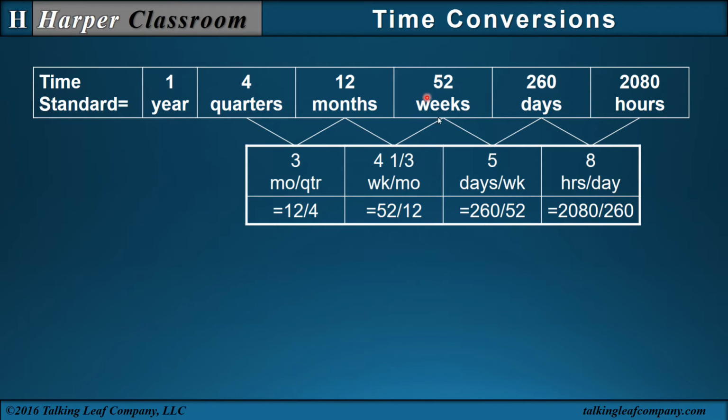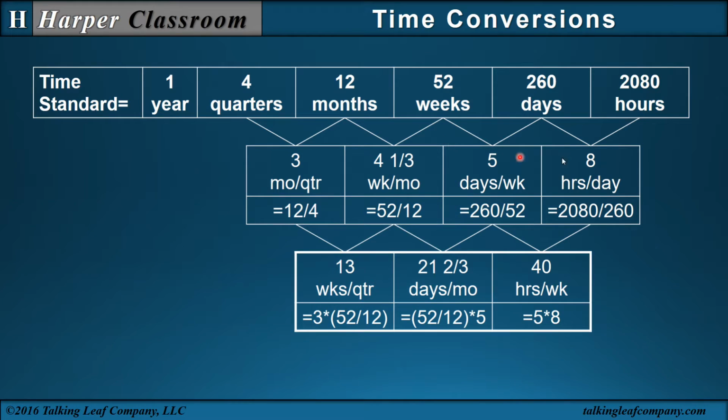260 divided by 52 is 5 days per week. 52 weeks divided by 12 months is 4 1/3 weeks per month. And 12 divided by 4 is 3 months per quarter. But these relationships can also be combined. 5 times 8 is 40 hours per week. 5 times 4 1/3 is 21 2/3 days per month. And then 3 months per quarter times 4 1/3 weeks per month is equivalent to 13 weeks per quarter.